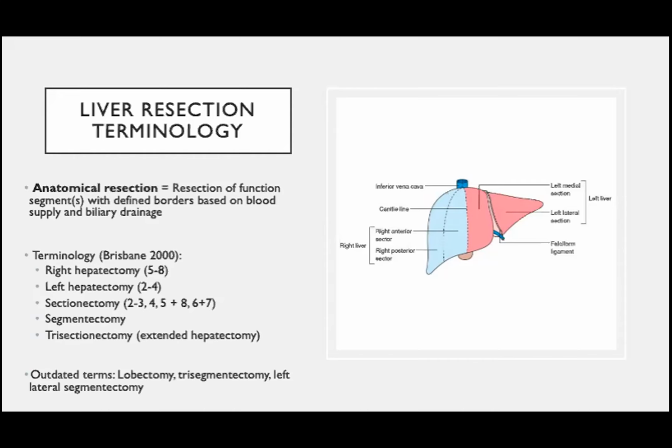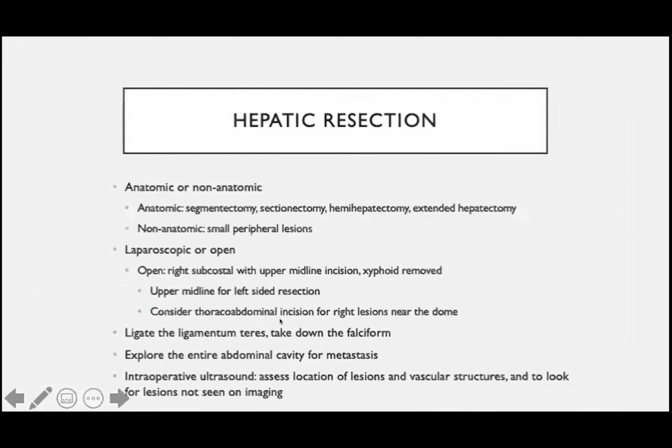Terminology: there's right hepatectomy, which is segments 5 through 8, left hepatectomy 2 through 4, then sectionectomy 2 through 3, 4 and 5, or 8, 6 and 7. We'll go through these again. The outdated terms are lobectomy, trisegmentectomy, or left lateral segmentectomy. You can do anatomic or non-anatomic, laparoscopic or open.